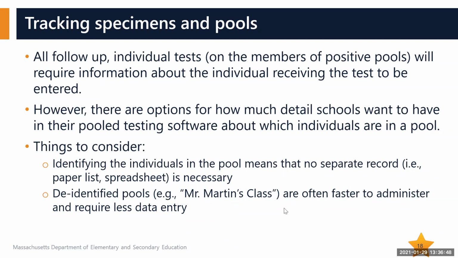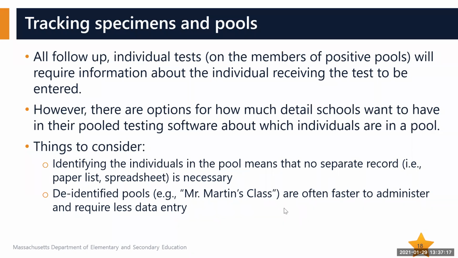Correct. The consent form will be asking for personally identifiable information and for parents to share that with the testing vendor. And so it will be then up to the school to determine how they want to go about tracking their pools once they obtain the consent from the families. And so what you would need to be thinking about is, do you want that information in the digital platform? Or do you want to keep a separate spreadsheet or paper list?